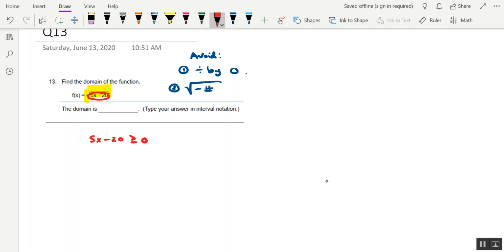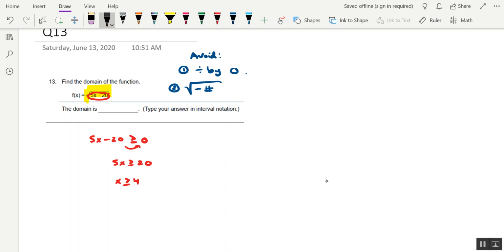And we'll go ahead and solve this, and that'll tell us what values of x are actually valid to plug into this function. So I'm going to go ahead and add the 20 over, divide each side by 5. This tells us that the only x values we can use are all of those that are greater than or equal to 4. So if you have any values of x that are less than 4, those are not allowed to be plugged into the function.